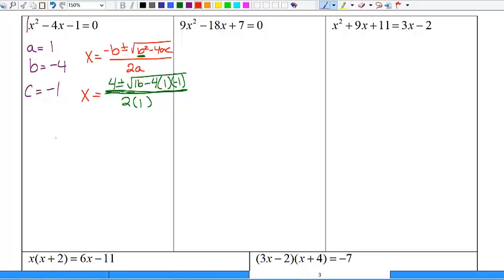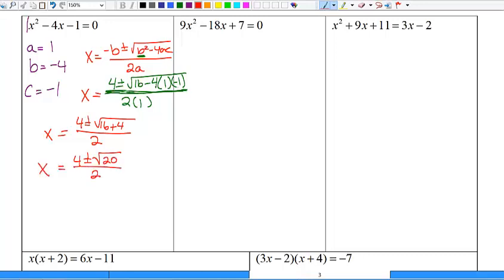All right, the next step says to carefully do the arithmetic inside the square root. So we have 4 plus or minus, and then we have all this junk in here. I'm going to take 2 steps to do it. 16 minus 4 times 1 times negative 1. A negative times a negative is a positive. 4 times 1 times 1, that's just 4. And that gets me 4 plus or minus the square root of 20.